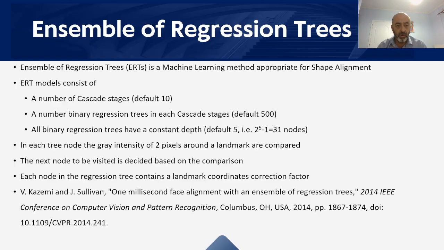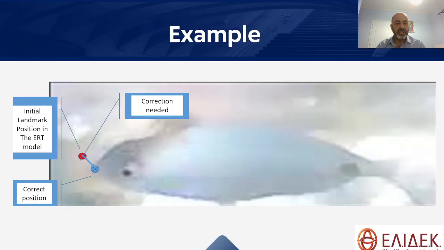In each tree node, the gray intensity of a pair of pixels around the landmark is compared. According to the comparison, the next node to be visited is decided, and each node in the regression tree contains a landmark coordinate correction factor. This method is based on the paper by Kazemi and Sullivan that you see in this slide.